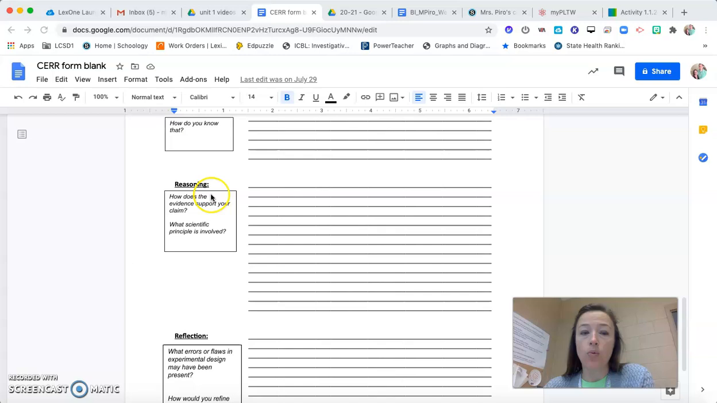This down here, how does the evidence support your claim? This is where you're going to talk about your statistics. So here you would say, I graphed my groups with my standard error bars, and the bars did not overlap, therefore I rejected my null. Or they did overlap, therefore I accepted my null. Or if it's chi-square, give that 4-part answer. Because the chi-square value was less than the critical value, and you would actually state those numbers. I just don't have numbers to state.